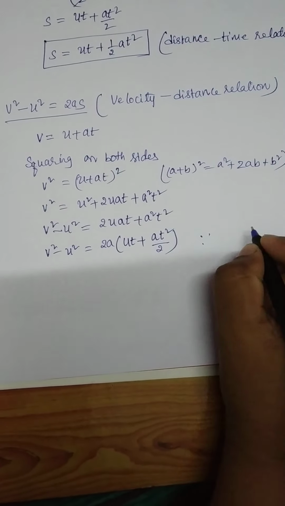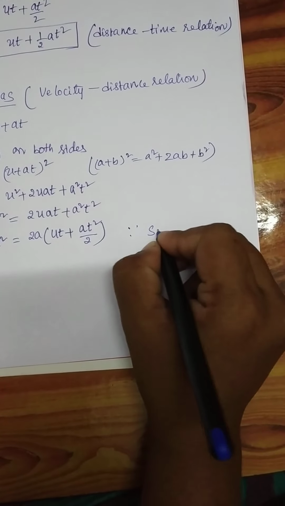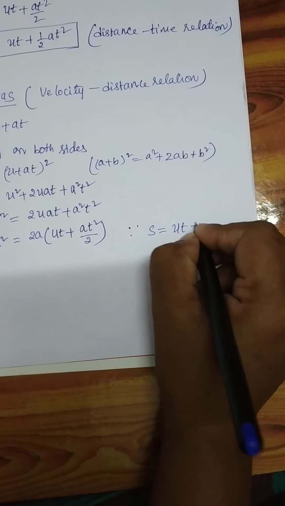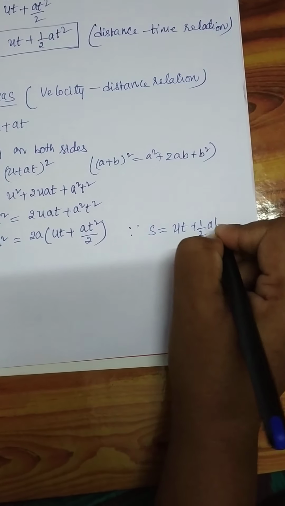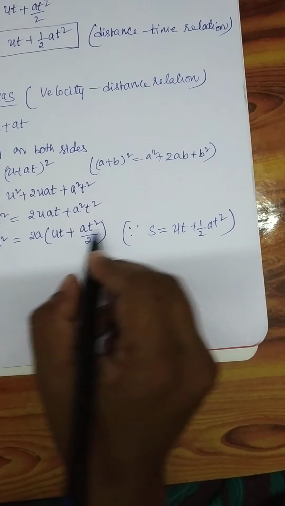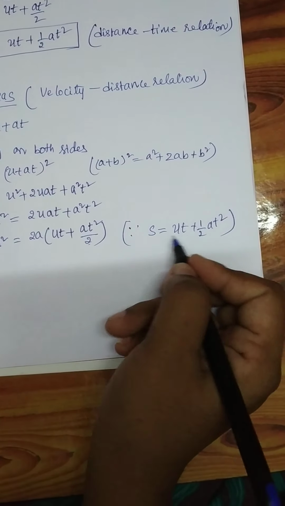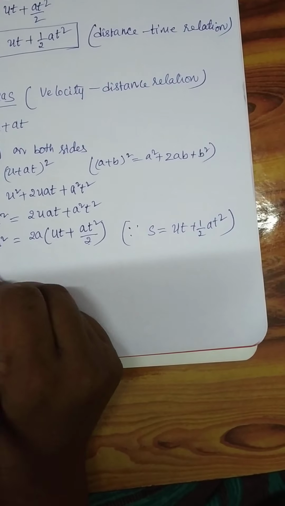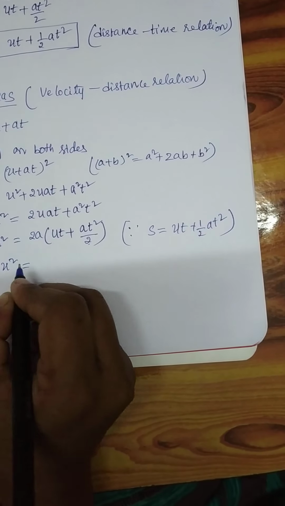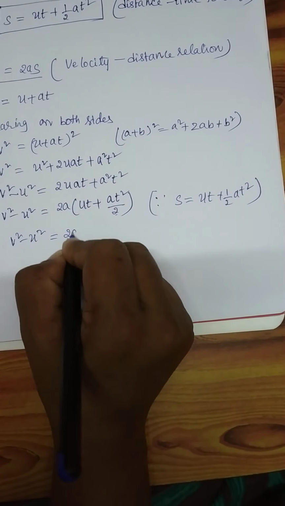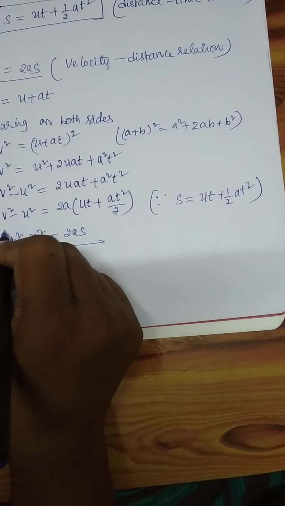Since we know from the second equation, s is equal to ut plus half at square, in the place of ut plus half at square we can write s. So v square minus u square is equal to 2as. Hence we have proved the third equation.